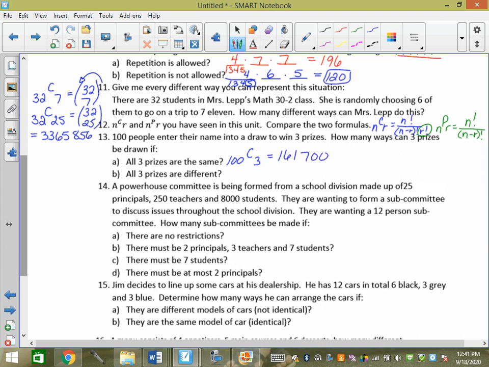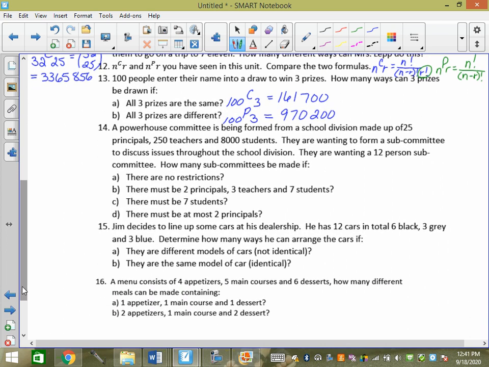161,700. If all 3 prizes are different, the order in which you get them matters, because if one of them is a trip to Honolulu and the other one is a fork, you're going to want to win the trip to Honolulu. So order matters if they're different prizes. So nPr, 100P3 is 970,200. So substantially more options because order matters.